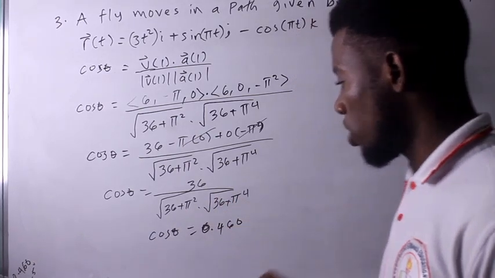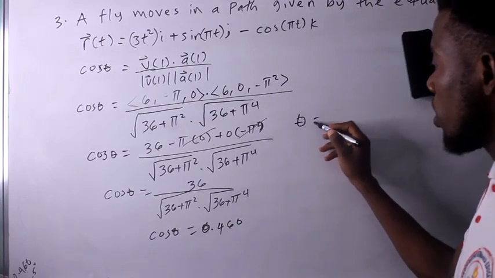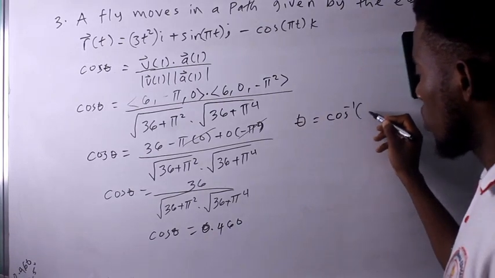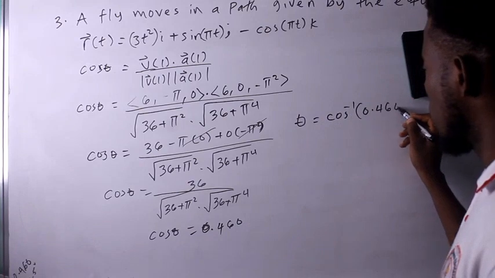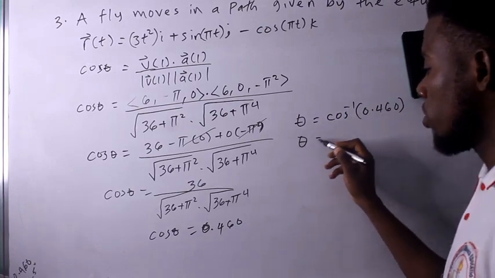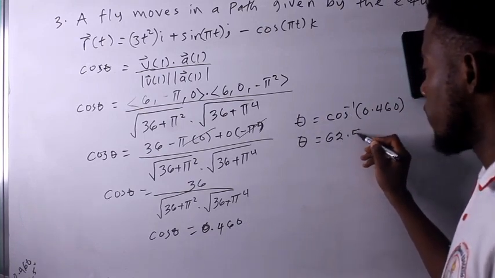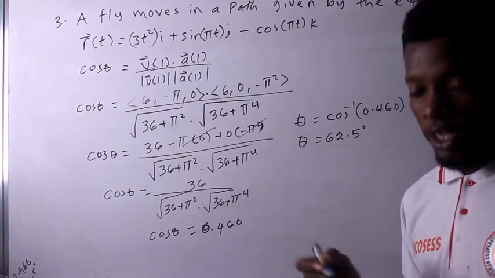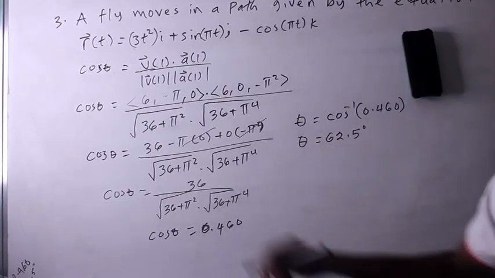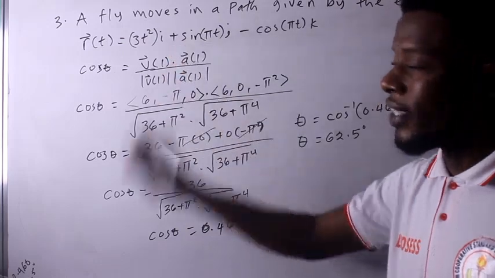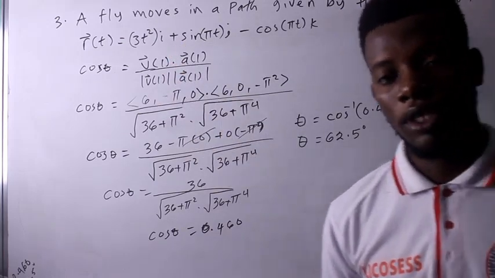0.460. Now if you have that, you can take the inverse on both sides. Cos inverse of 0.460, you are going to have theta to be 62.5 degrees. This is the angle between the velocity vector and the acceleration vector at time t equals 1.